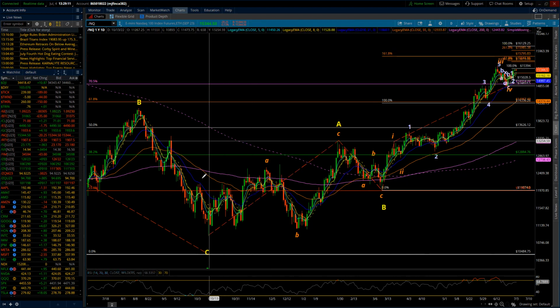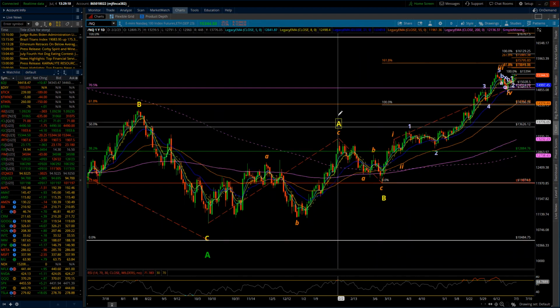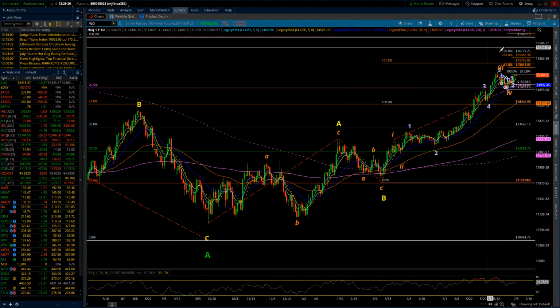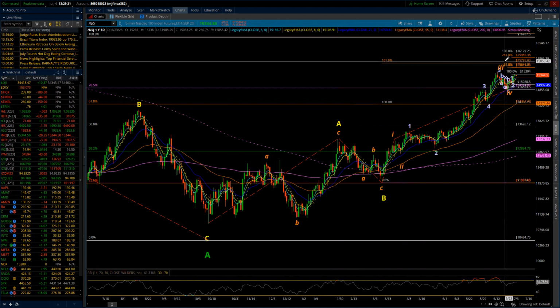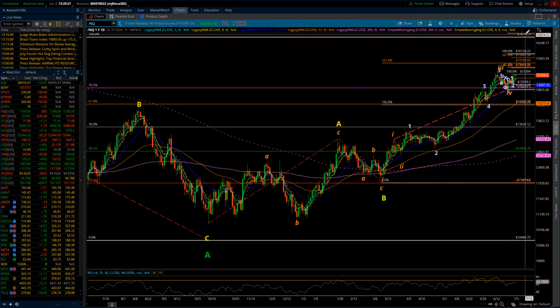So again, just breaking it down, which I did for the S&P, but within primary B, we have an intermediate degree ABC. We're inside that intermediate C wave. What's that? 5 waves of minor degree, 1, 2, 3, 4. We're inside that minor fifth wave.